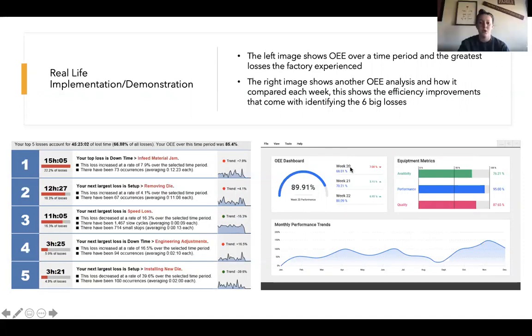So we have week 20, which is at 68%, week 21, which is at 70%, and then week 22, which is at 80%. And it shows how figuring out these six big losses and improving them can change the efficiency over time. So those are the six big losses.